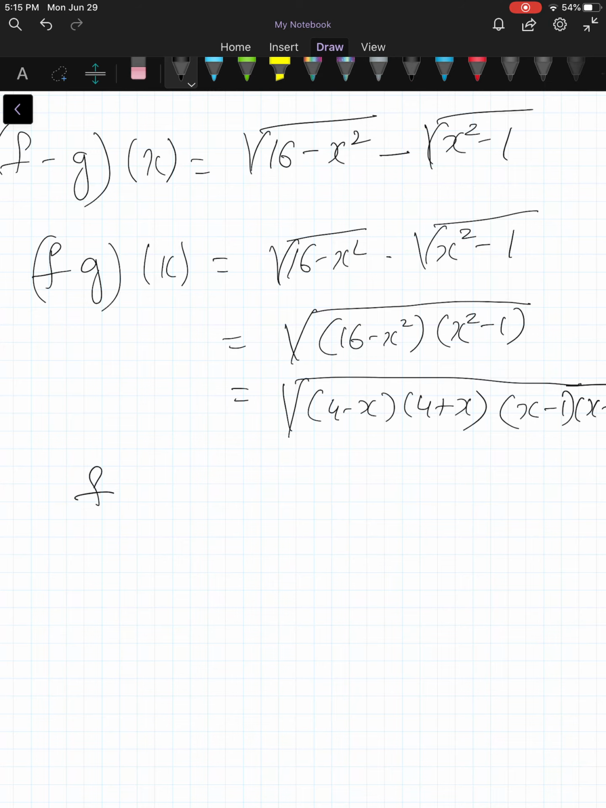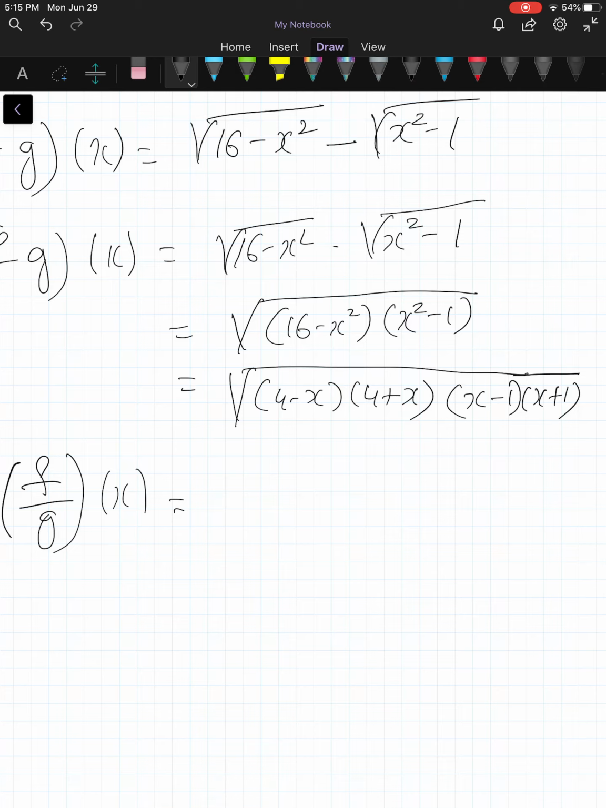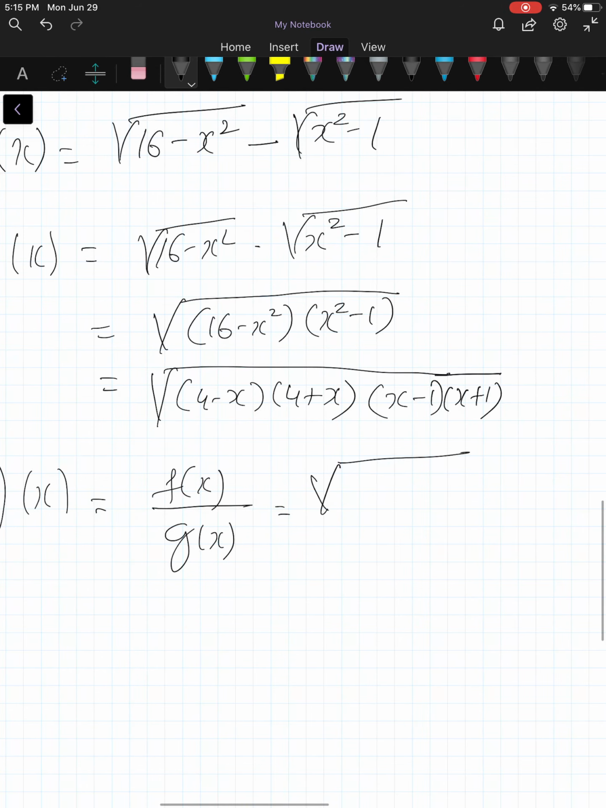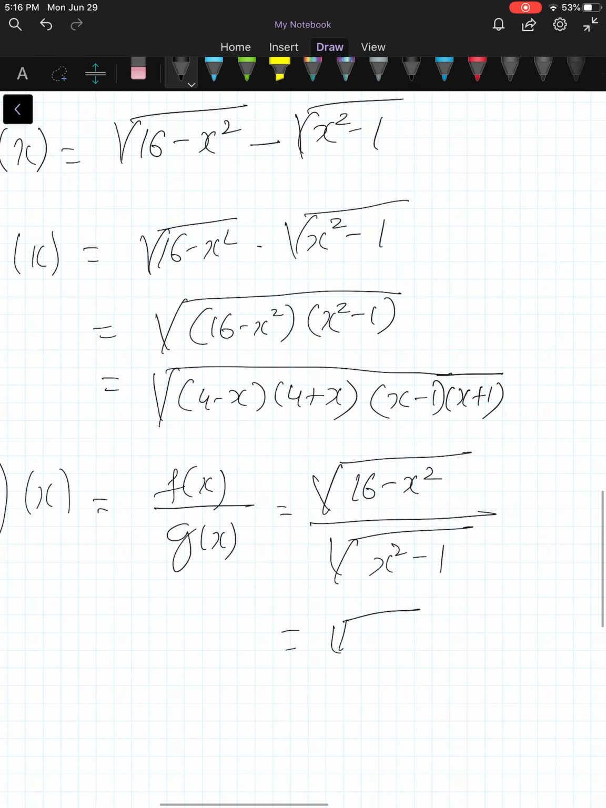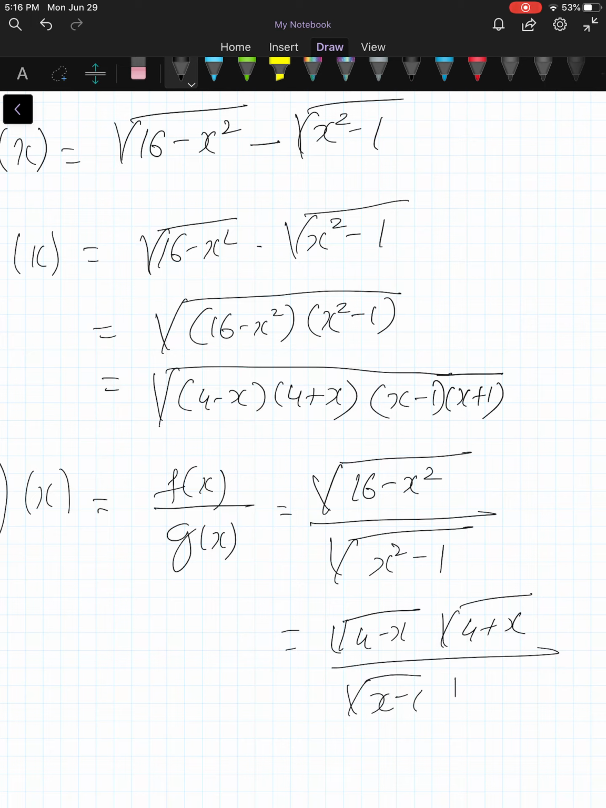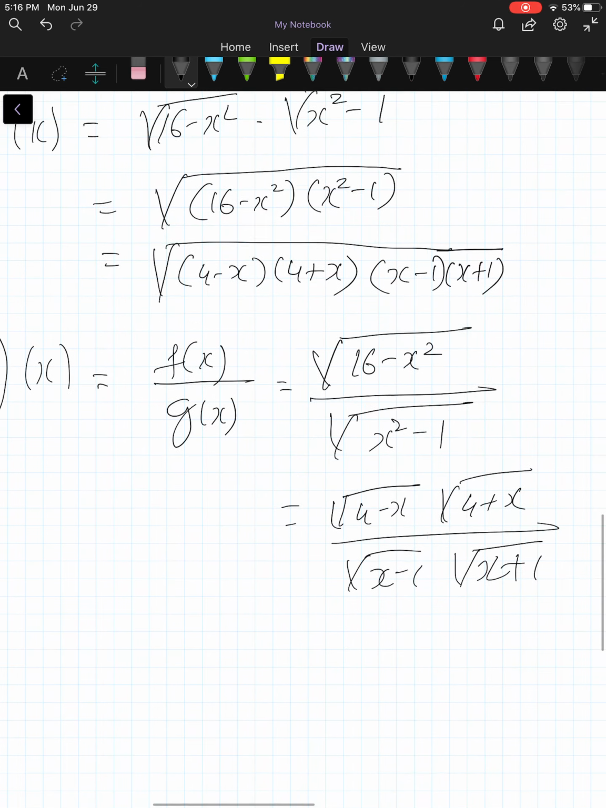Then when we divide f divided by g of x, so this would be f of x divided by g of x. So that gives us square root of 16 minus x square divided by square root of x square minus 1. That is nothing but square root of 4 minus x times square root of 4 plus x divided by square root of x minus 1 times square root of x plus 1. Okay, nothing further can be done here.